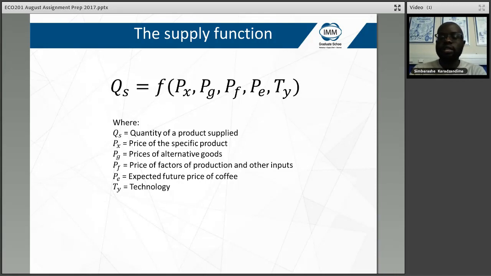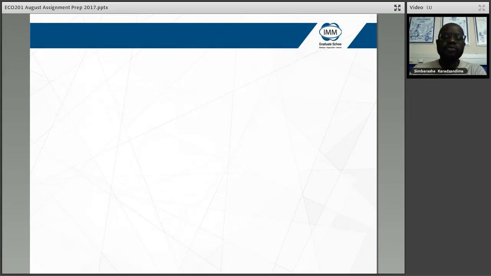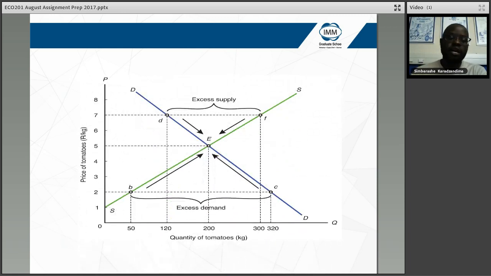The better the technology that we are using, the more that we are able to produce and supply, because we are now operating more efficiently. There are other factors as well, such as the number of suppliers. If the number of suppliers increases, then it means supply will also increase.